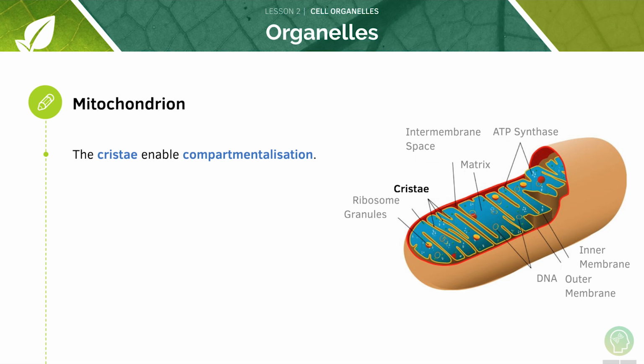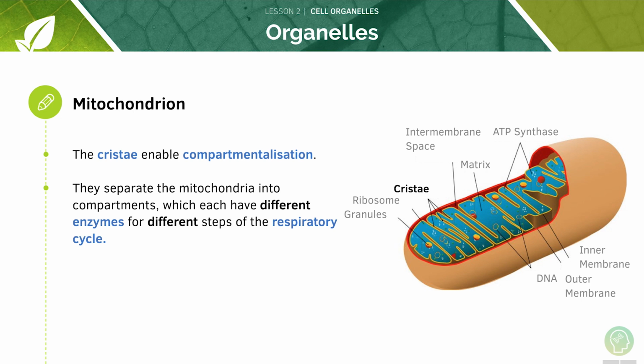The cristae enable the mitochondria to have compartmentalization. The cristae separate the mitochondria into compartments, which can each have different enzymes for different steps of the respiratory cycle.